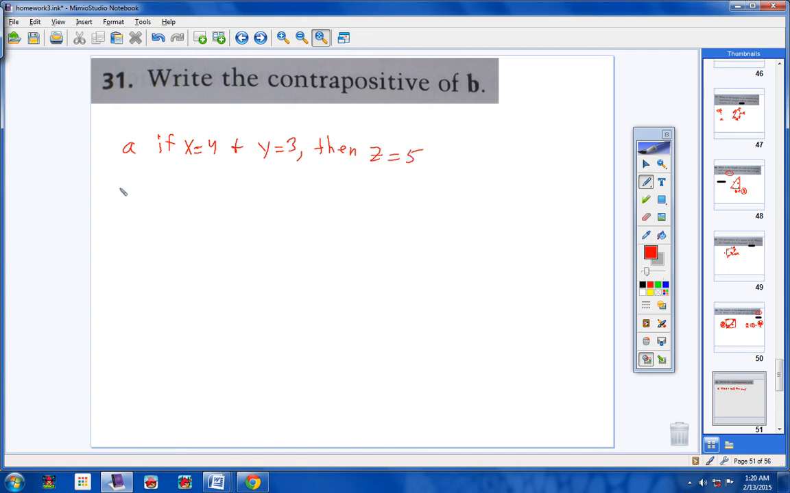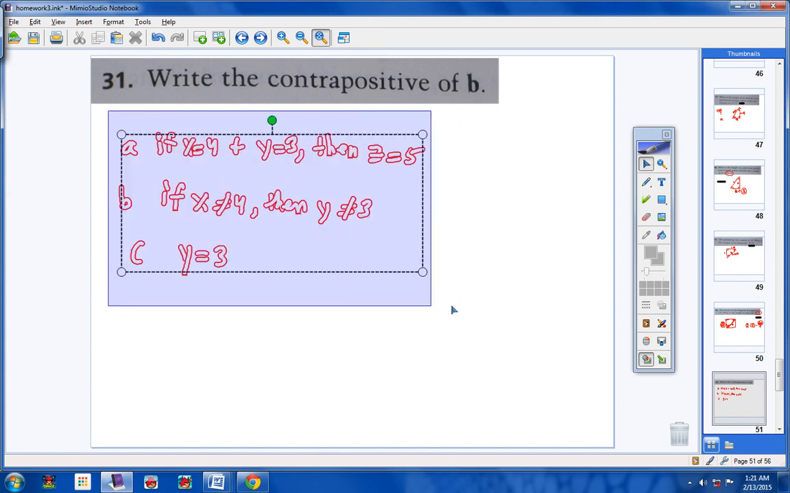And then for B, they say if x is not equal to 4, then y does not equal 3. Okay, they give that to you. And then C is y equals 3. Now, there we go. Okay, number 31. Let me copy this, guys, so we can pull this over from page to page. Okay, there we go.